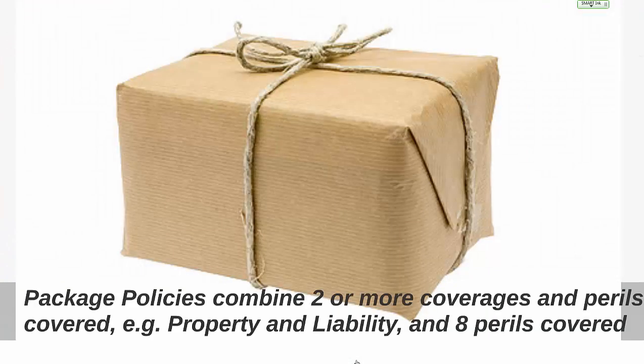Let's now talk about what it means to be a package policy. Package policies combine two or more coverages and perils covered. For example, property and liability, and maybe 8 different perils covered. You'll see that one of the homeowners forms covers 8 perils, another covers 16 perils, and then yet a third one is an open perils policy. So we'll talk about what all that means today.